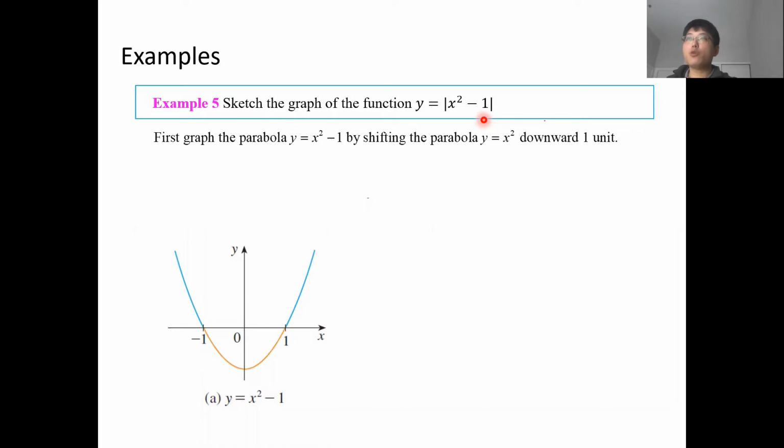Okay, so now to handle the absolute value, keep in mind that if whatever is inside the absolute value is positive, then the absolute value of that is simply itself.